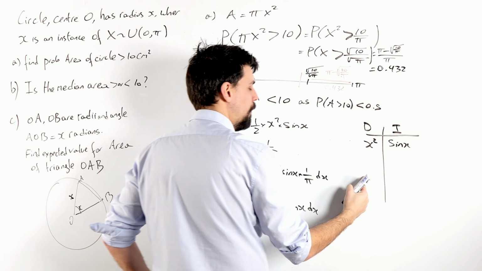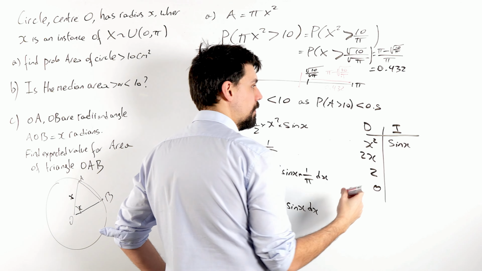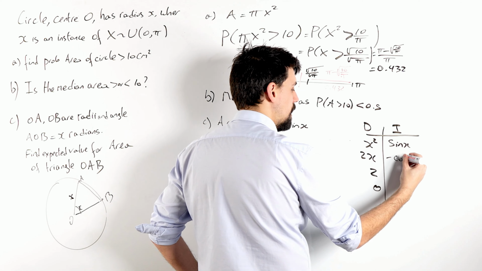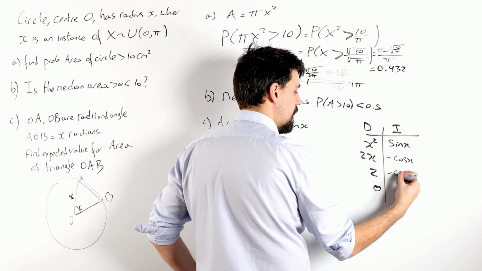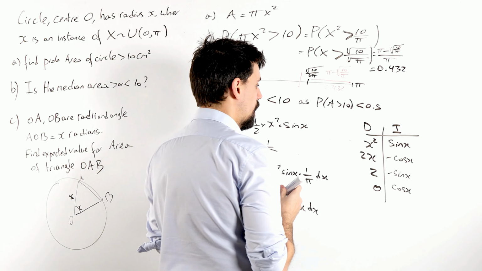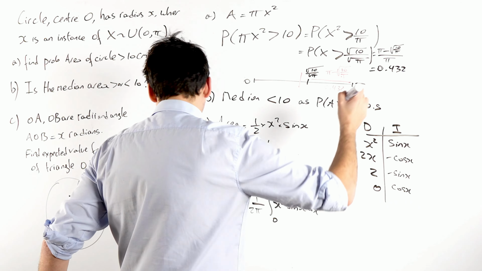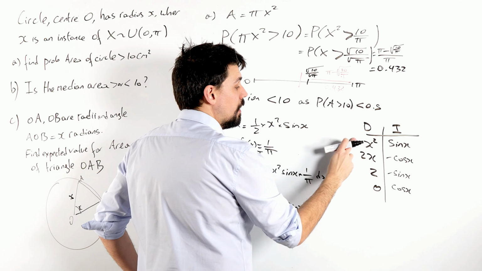All right, so let's keep differentiating x squared. I get 2x, then I get 2, then I get 0. Sine x, I'll get minus cos x, I'll get minus sine x, and I will get cos x. Don't know why I'm still clutching the red pen. It doesn't work.